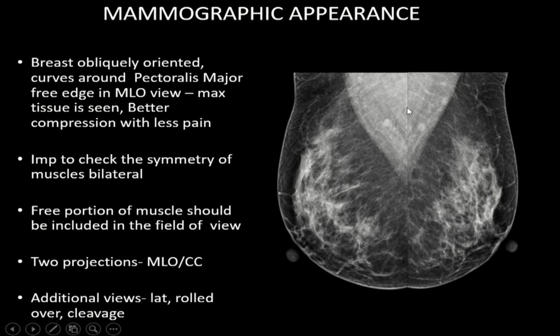Okay, what is the acceptability of the images? The pectoralis major has to be symmetric bilaterally. And if we draw a line from the nipple to the end of the pectoralis, it should make more or less a 90 degree angle, and the nipple should be seen in profile.